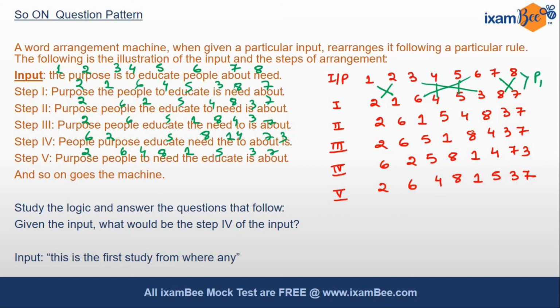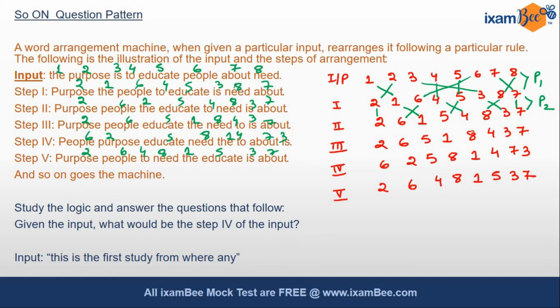Now let's try to understand how is the transition going from 1 and 2. So 2 is the same position, 6 and 1 have exchange position, 4 and 5 have exchange position, 3 and 8 have exchange position, and 7 is at the same position. So this is pattern 2.